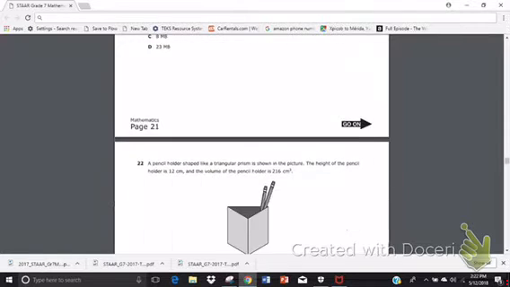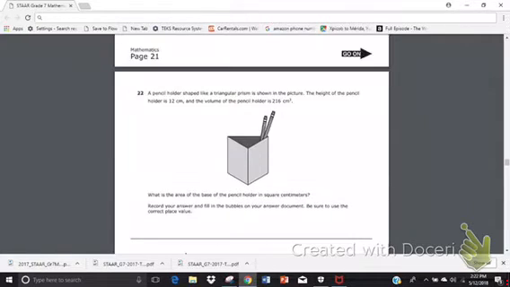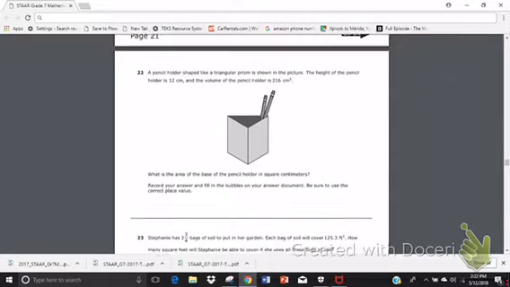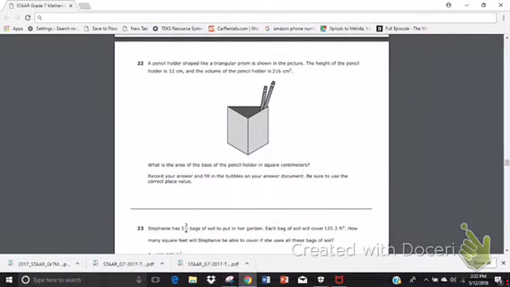Alright, the next one here. A pencil holder shaped like a triangular prism is shown in the picture below. Okay. The height of the pencil holder is 12 centimeters.